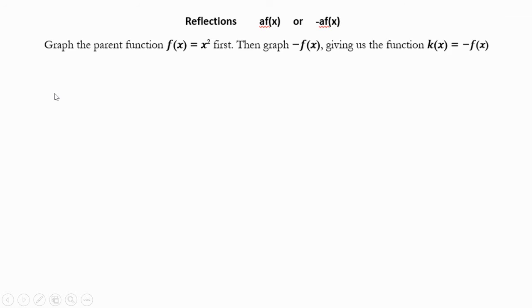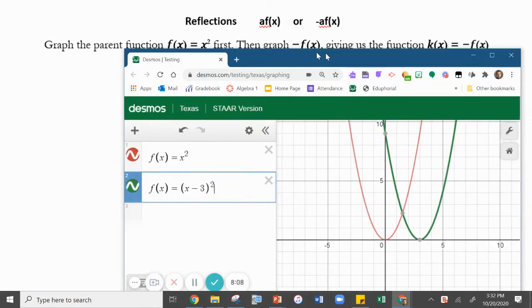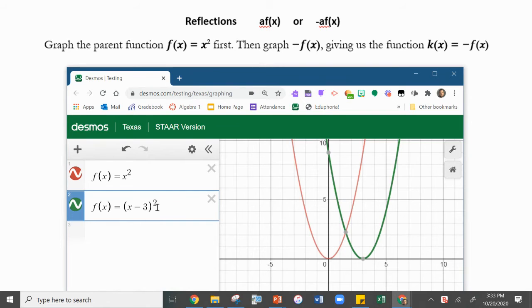Okay, so we talked about the translations, moving up and down, and the horizontal shifts left and right. Now let's talk about reflections. This is the exact same rule we had when we did linear. Okay, when a is negative, it's going to reflect the opposite direction of the parent function. And so I'm going to go and show you that in Desmos. And so let me get rid of this.